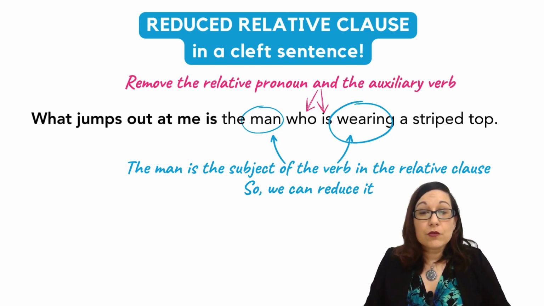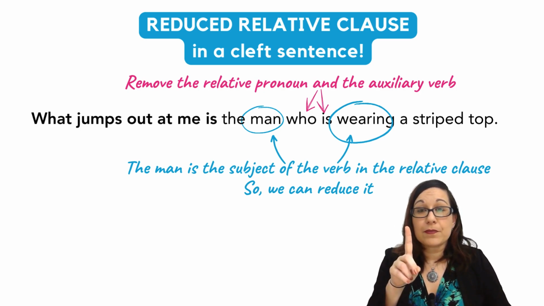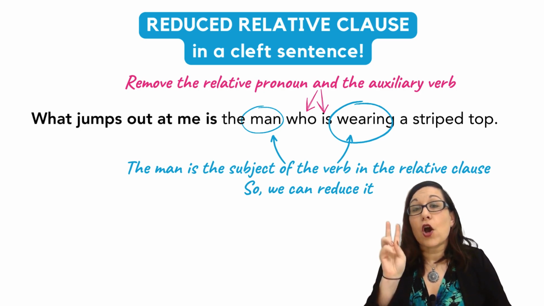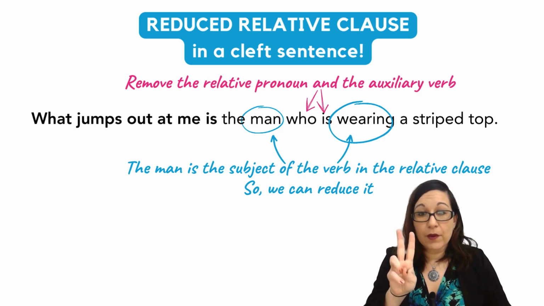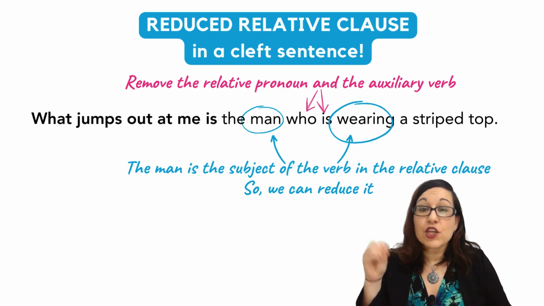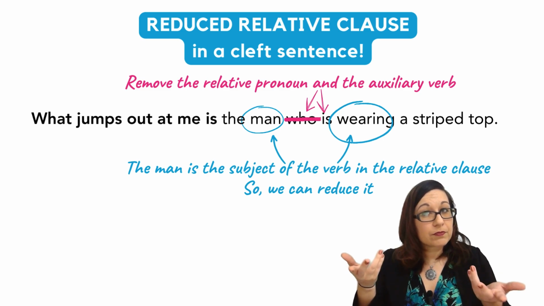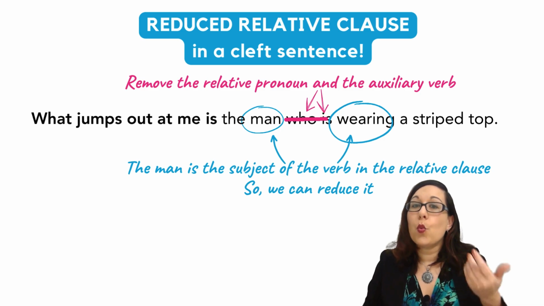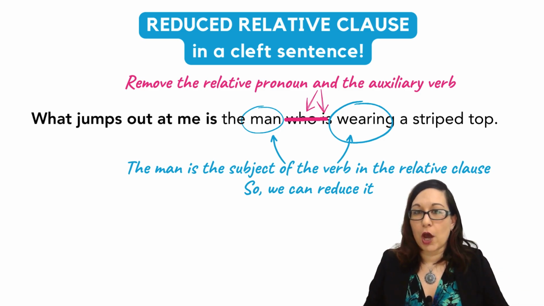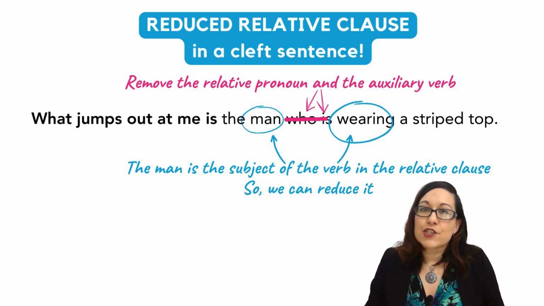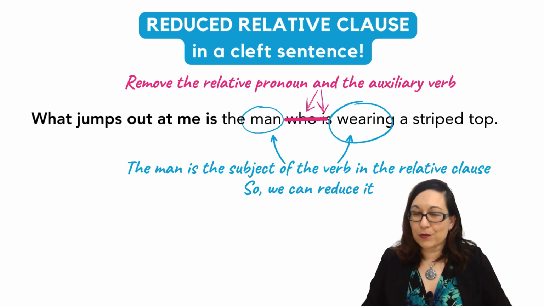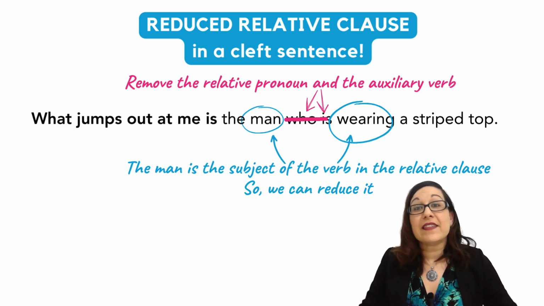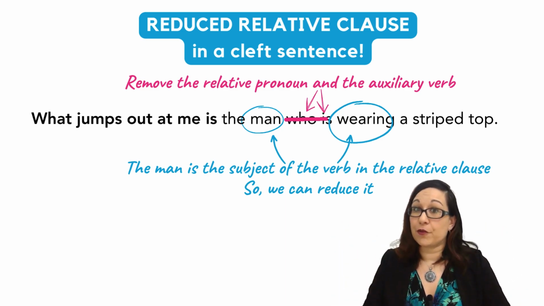You've got to remove the relative pronoun and you've got to remove the auxiliary verb. So if you remove those two things, you end up with what jumps out at me is the man wearing a striped top. It just makes it more natural and more concise. So it's a really good habit to get into using these reduced relative clauses, because that's what you're going to hear other people using.